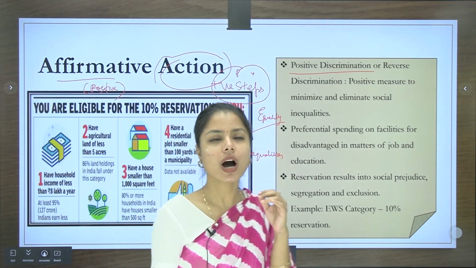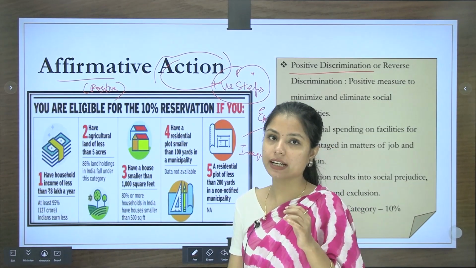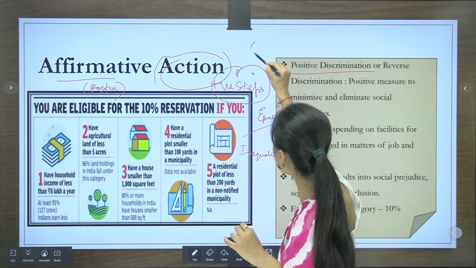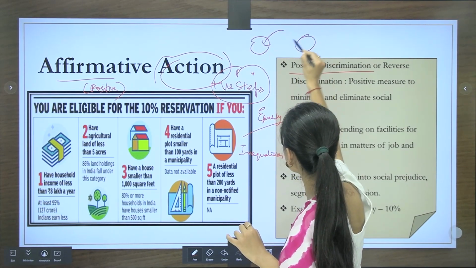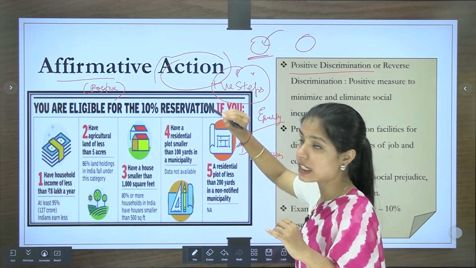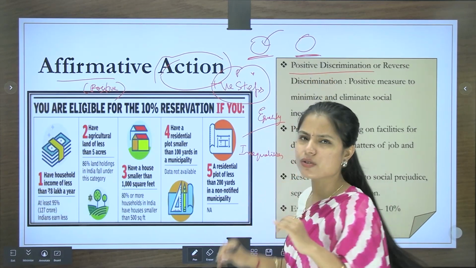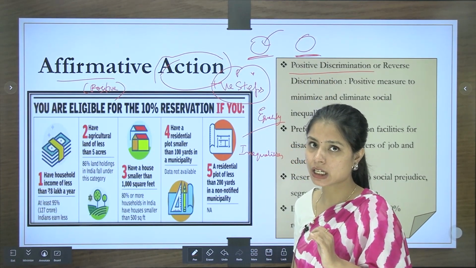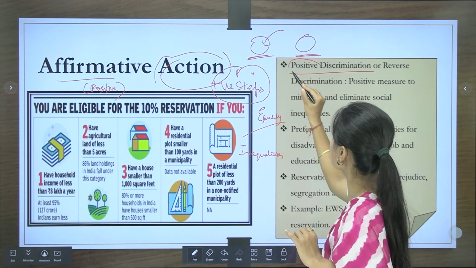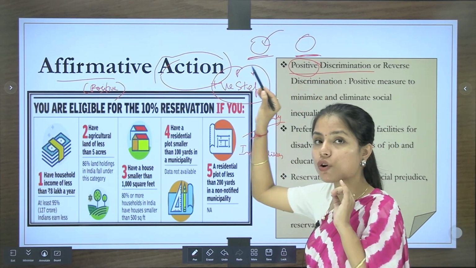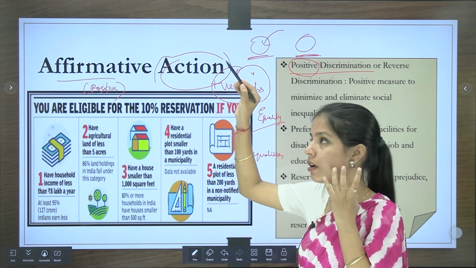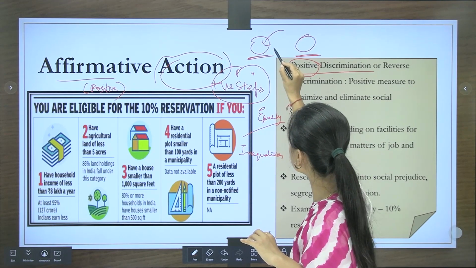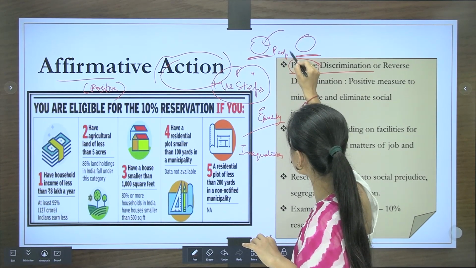So in a way, you are providing certain members of the society something more than others. You are providing some members of the society something more than others. So in a way, you are discriminating, but this discrimination is positive in nature because you are providing this something which is given to people who have been disadvantaged.